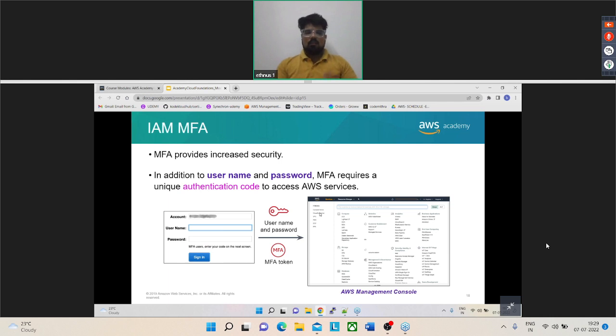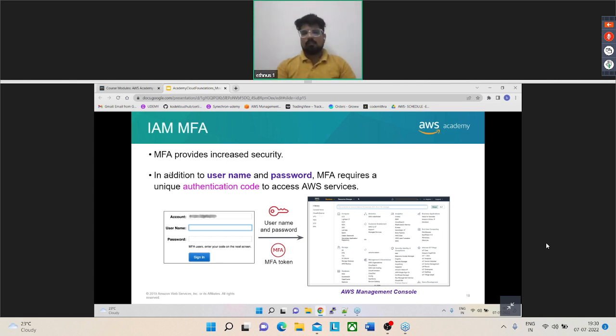Okay. Now let me tell you what IAM MFA is. MFA is multi-factor authentication. I've already explained it, but let's check it again. MFA provides increased security. I've told you it is a second level of security. What was the first level of security? Your username and password. Now additionally, to make the security more robust, I have added MFA on top of the IAM username and password access. So on the second step, you have to provide the MFA code.